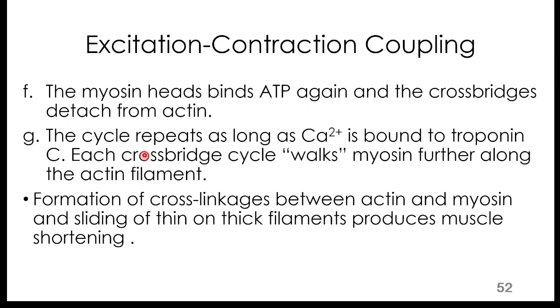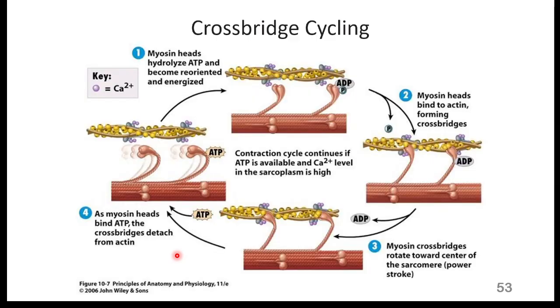The myosin head binds ATP again, and the cross bridge detaches from actin. The cycle repeats as long as calcium is bound to troponin C. Each cross bridge cycle thus walks myosin further along the actin filament. And it is the formation of these cross linkages between actin and myosin and the sliding of the thin on thick filaments that produces muscle shortening.